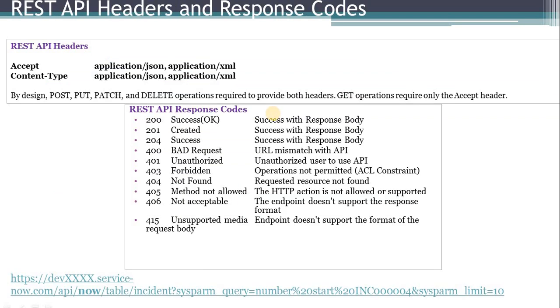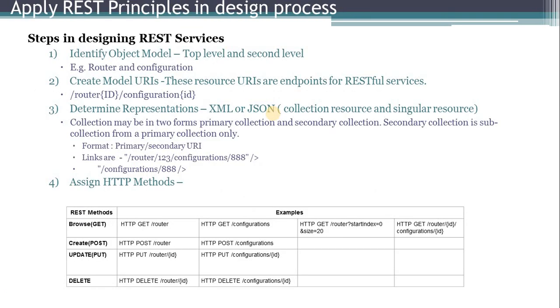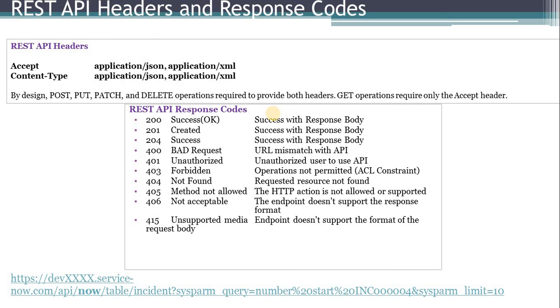We understood that when we are sending a request, a response code will also be generated. So here let's understand the headers and the response codes. For REST API headers, we have two types of headers. One is called the Accept header, the other one is called Content-Type. The Accept header and the Content-Type header depict what type of content is accepted.